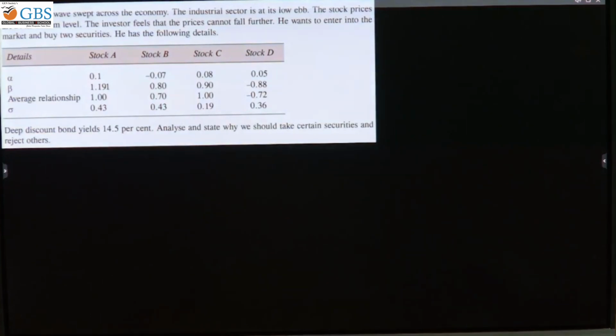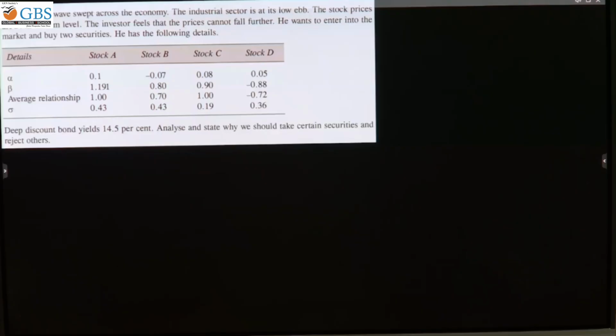Okay, what about this? The recession wave swept across the economy. The industry sector is at its low. The stock prices are at their bottom level. Market recession has happened. The investor feels that the price cannot fall further. He wants to enter the market and buy 2 securities. He has the following details. Which are the two securities you are going to suggest as an investment manager?